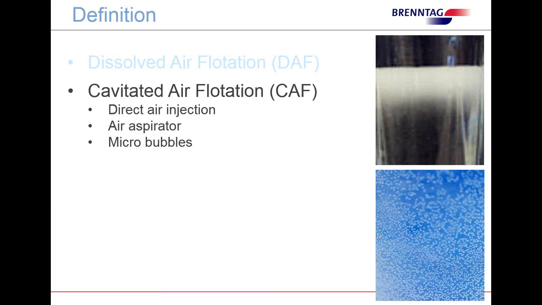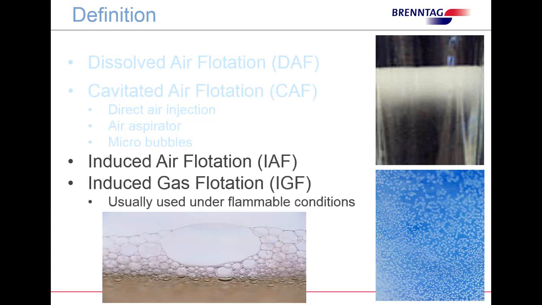And then lastly, we have what's called an induced air flotation, IAF, or an induced gas flotation. The gas flotation, those are systems that are used primarily in any area where there's potential for explosions or flammable conditions. I've only ever seen one GAF in my career. But this slide here, I think, is very effective to show the difference in the bubble sizes between a DAF, CAF, and IAF. Clearly a major difference in the size of the bubbles.